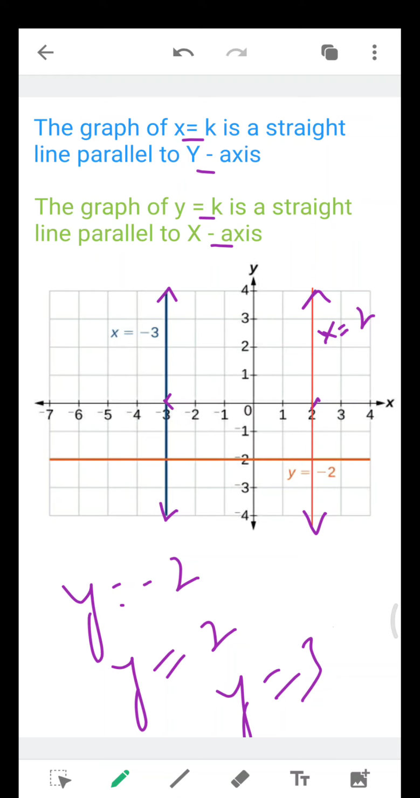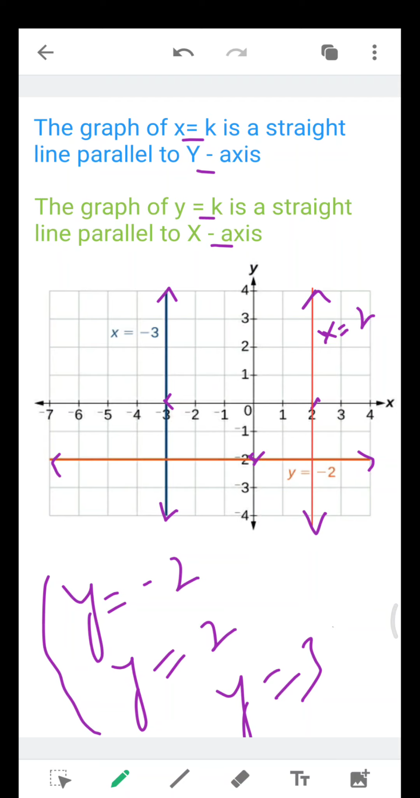When the equations are like this, we should not find solutions. You can directly draw the graph of those equations. So how will the graph be? It will be parallel to the x-axis. You can see here y equals minus 2 is here. From there we are drawing a line parallel to the x-axis. This is the graph of y equals k.